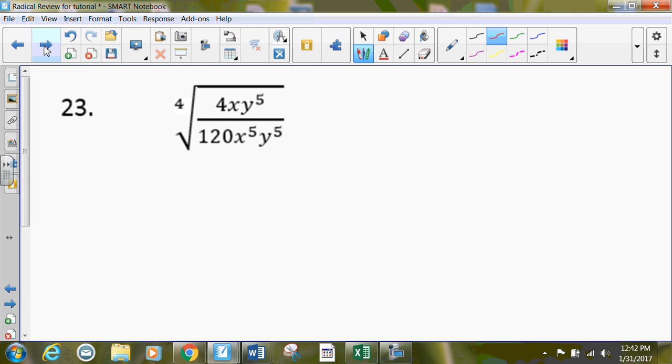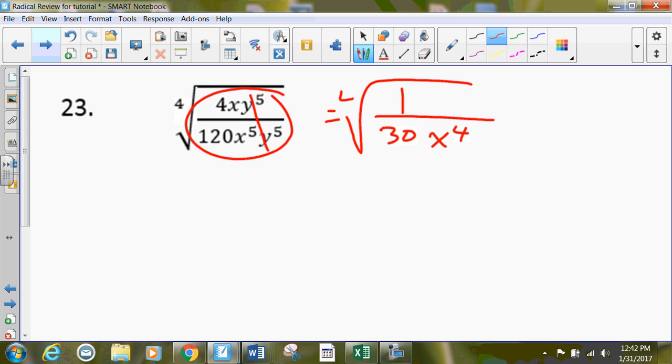Okay, let's do this as well. Let's break it down before we do the fourth root. Let's see, how am I going to break it down? 4 goes into 4 once, 4 goes into 120 30 times, and then we'll have x to the 4th on the bottom. The y to the 5ths cancel each other out. Now we're going to do the fourth power. Is there a fourth power hidden in 30? Let's see, 2 times 2 is 4, times 2 is 8, times 2 is 16. I think not. That poor 30 is going to be stuck underneath there, isn't it? But x to the 4th, x gets to come out, and we'll have the fourth root of 1 over 30.